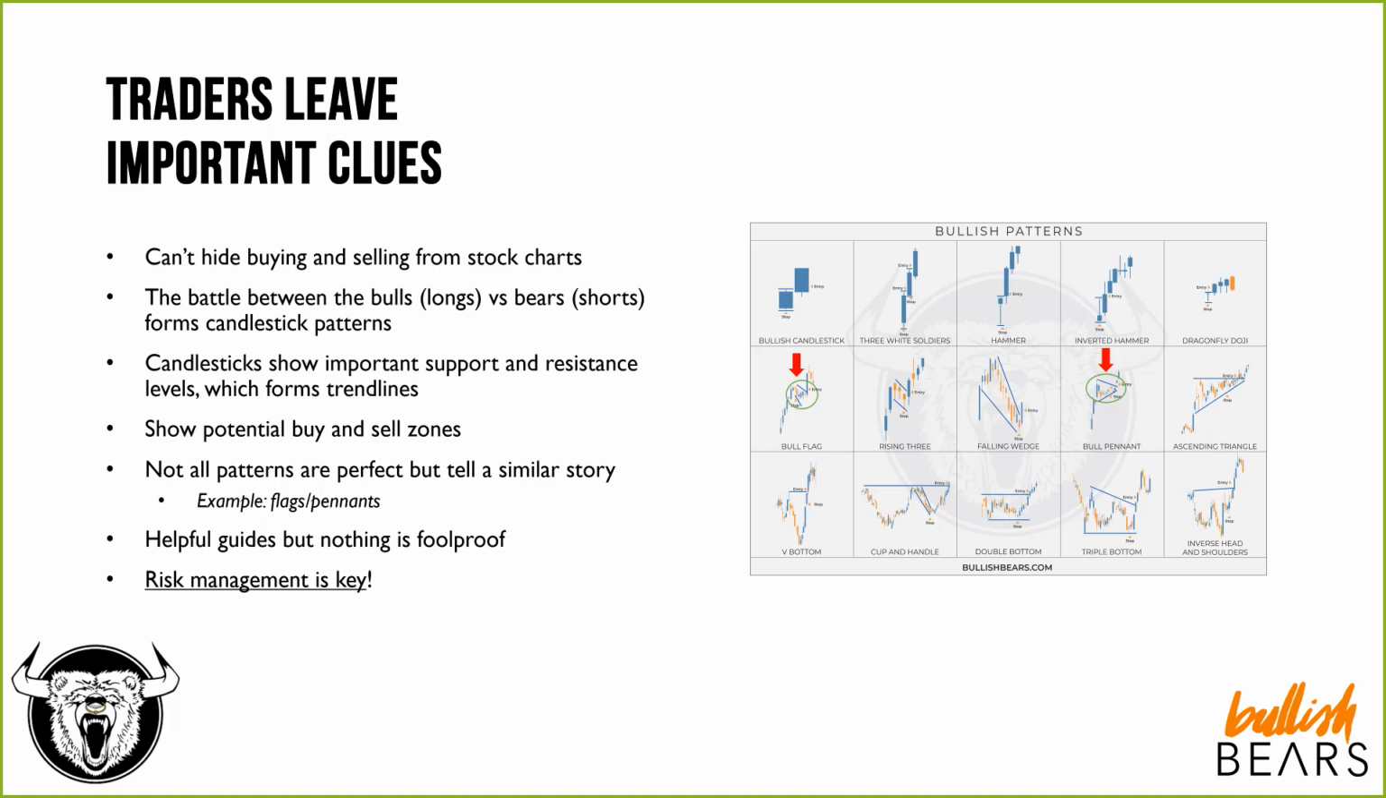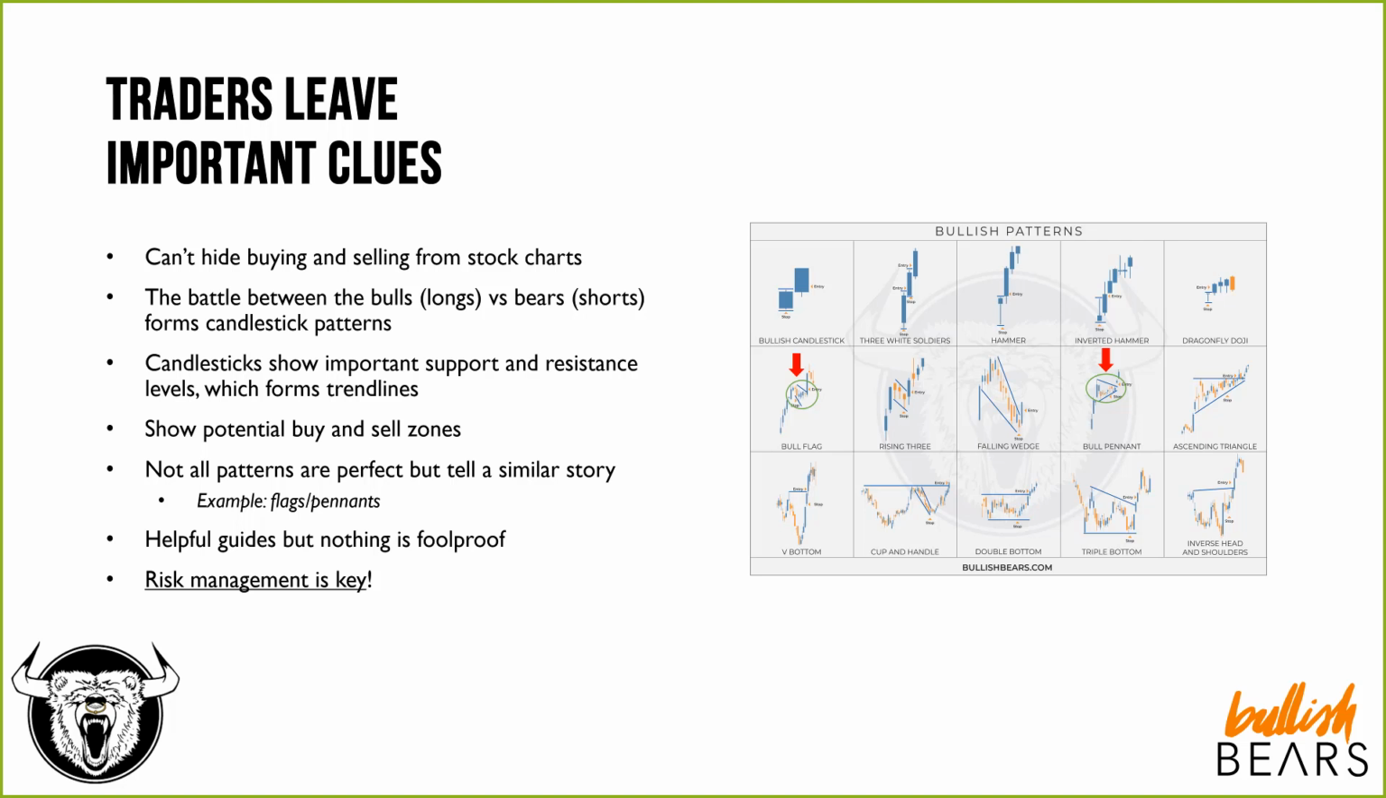So there's the battle between the bulls and the bears, right? Bulls are the ones that go long. If you go long, you're bullish on a stock. If you go short, you're bearish on it, right? So it's the battle between the bulls and the bears which forms candlestick patterns. Candlesticks show important support and resistance levels, which ends up showing things like trend lines, right? So horizontal support and resistance levels as well as trend lines. And this shows potential buy and sell zones, right?